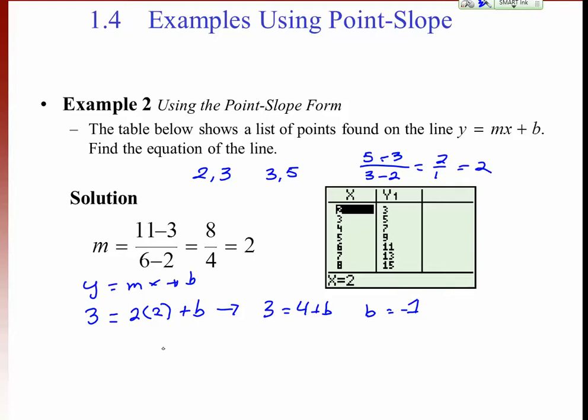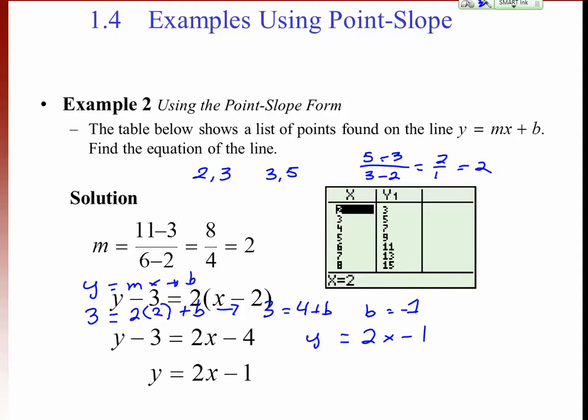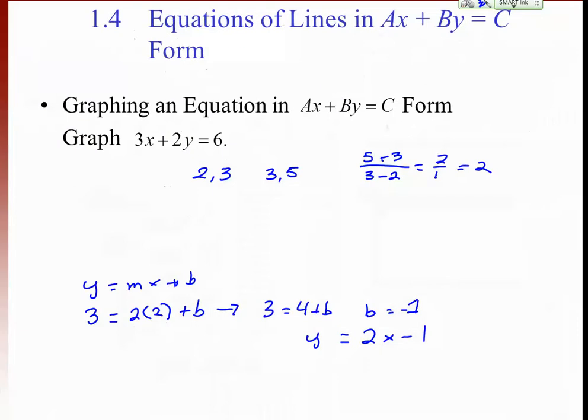So my slope-intercept form of the equation is going to be y equals 2x minus 1. Okay, so that was a little more difficult thing to do, but then they come up with the same thing. Okay, I need to erase all that.